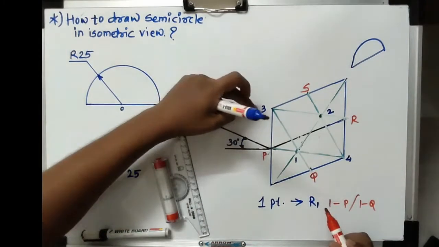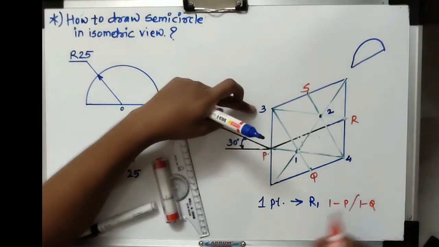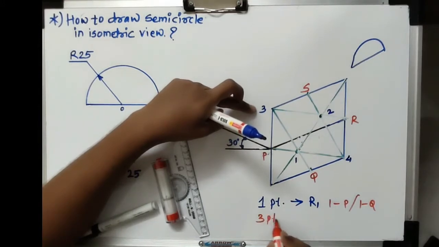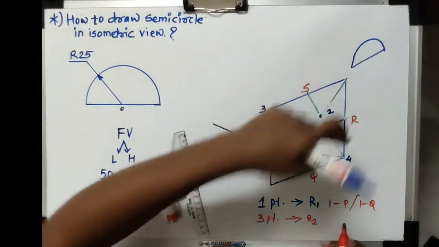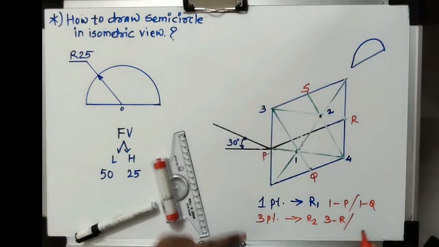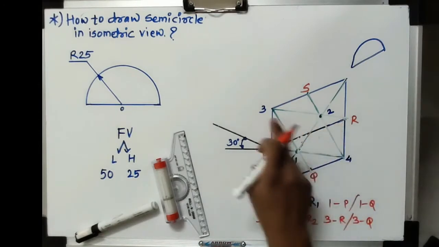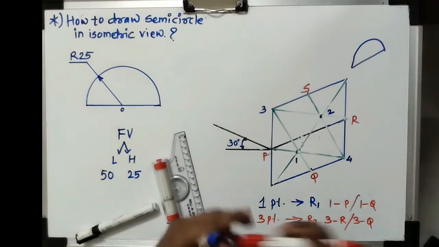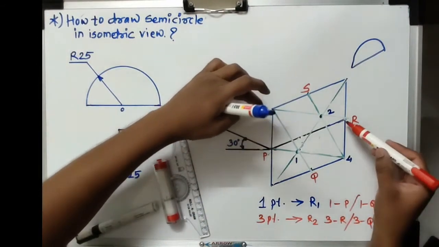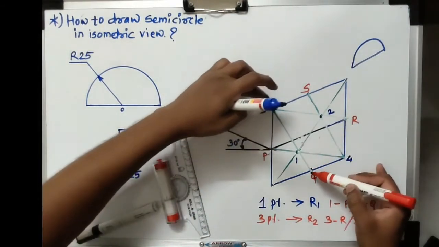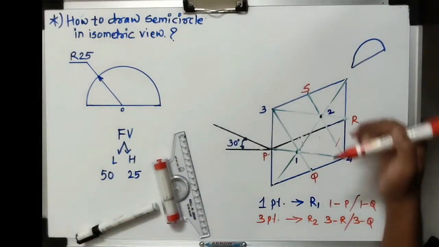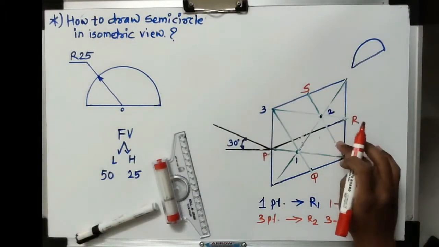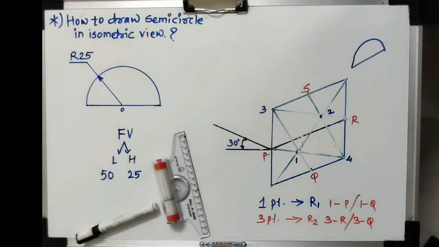Then if I consider the third point as a center, suppose this is the second radius, then the radius will be 3 to R or 3 to Q, which means both are the same distance, 3 to R and 3 to Q. When we use this distance to draw the arc, that arc will be present between the Q and R points, which means it will again get created below the diameter line, so the third point is also not useful for us.